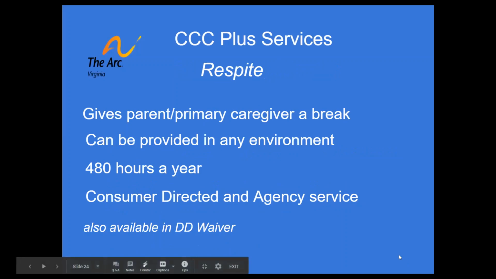Respite gives the parent or primary caregiver a break from providing care. It can be provided in any environment. 480 hours is the amount of respite care available a year. It's a consumer-directed and agency-directed service. It's also available in the DD Waiver.